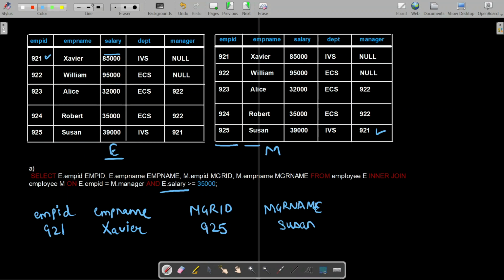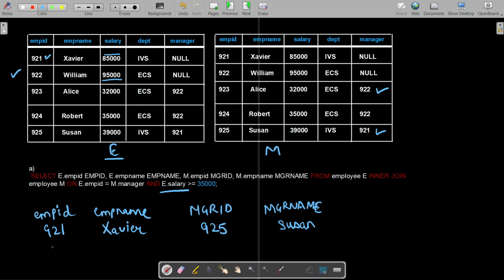Now let's check out the next row. So in the next row we have e.empid as 922. Now let's check in the M table where our m.manager is equal to 922. So the first row with m.manager as 922 is this row. Now we will check if e.salary is greater than 35,000. Yes, it is greater than 35,000. So we will include this particular row in our output.